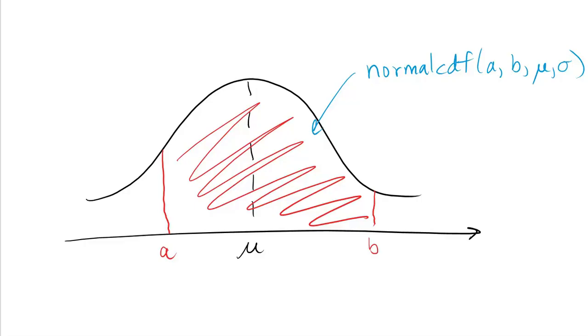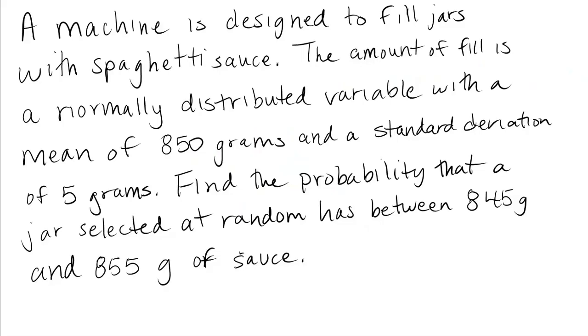Let's look at an example. A machine is designed to fill jars with spaghetti sauce. The amount of fill is a normally distributed variable with a mean of 850 grams and a standard deviation of 5 grams. Find the probability that a jar selected at random has between 845 and 855 grams of sauce.